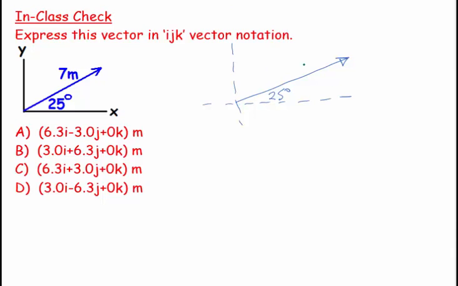Let's begin by looking at the x component. As always, I project from the tip of my arrow down to the axis. I imagine it's a wooden arrow and the light is above the x-axis. And I ask myself, how long would that shadow be? And of course, this is 7 meters. So this would be 7 cosine 25 meters, and it's going to be positive because it's going in the positive direction.